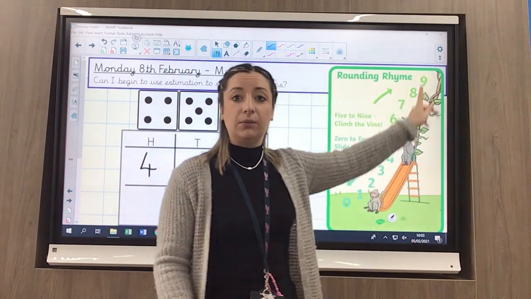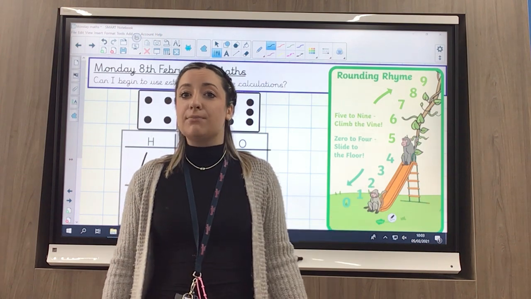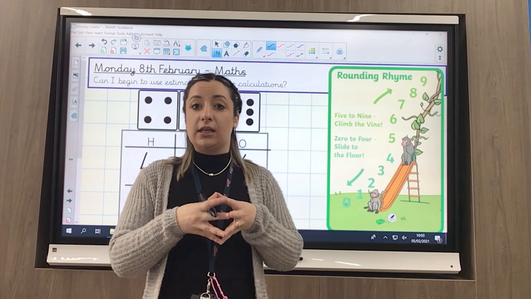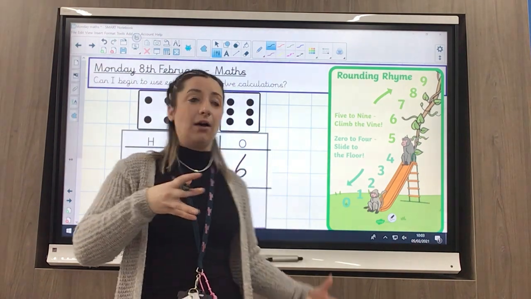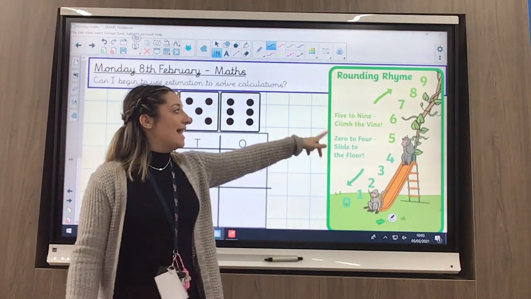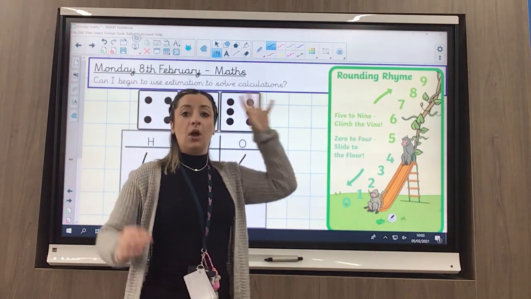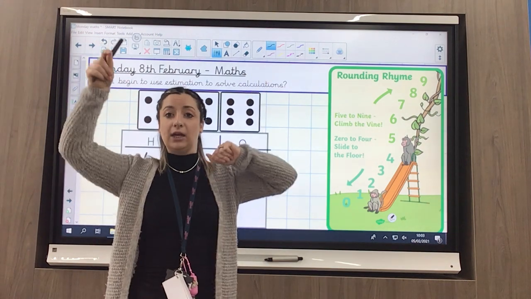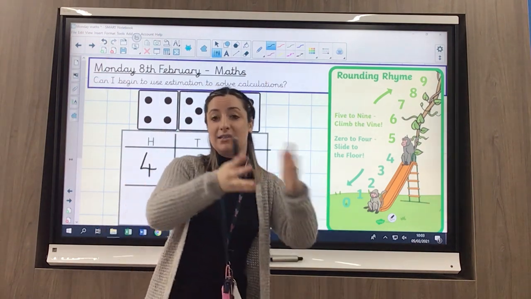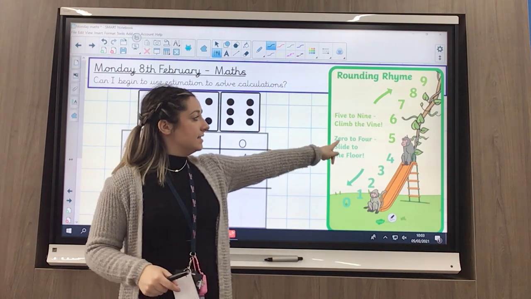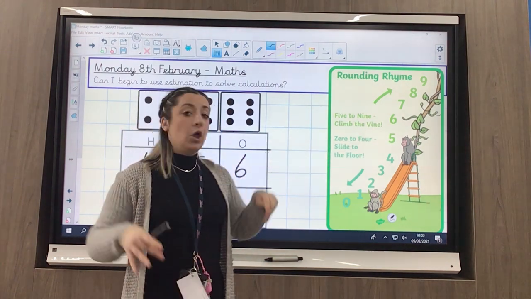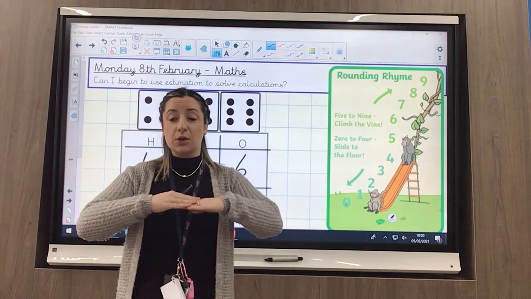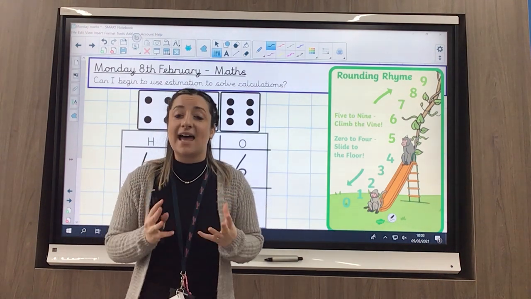So I want to have a look at this rhyme, and it is my rounding rhyme, isn't it? It's how we determine if we're rounding up or rounding down. So if the number ends in 5 to 9, we climb the vine, which means that we round it to the next 10. 0 to 4, we slide to the floor, which means that we stay on the tens that we have got. So we're focusing on rounding to 10 today.